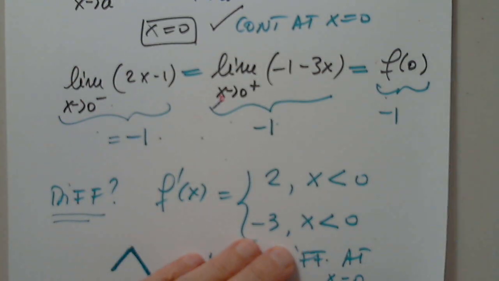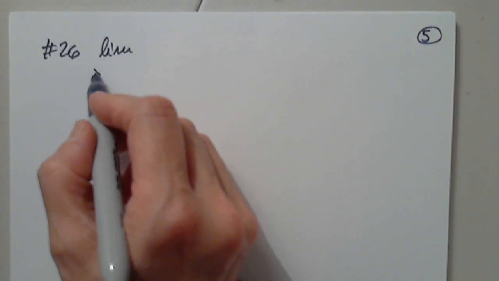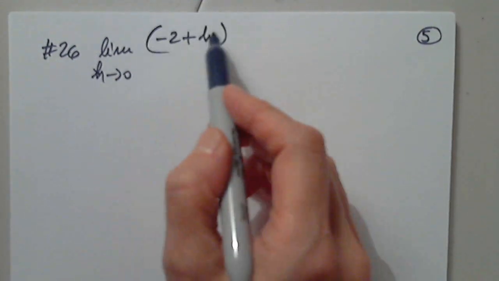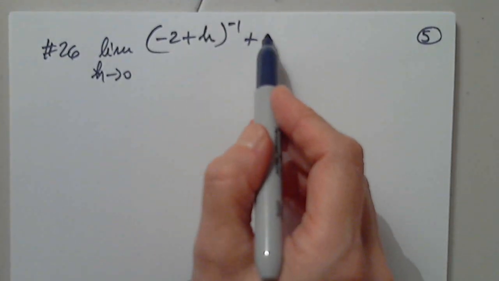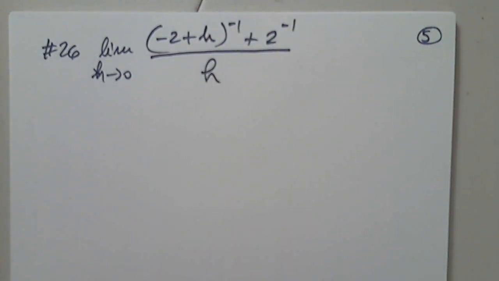Okay, let's work on 26. And that's my page 5. So I'm going to copy 26. This is the limit as h approaches 0 of (-2 plus h) raised to -1 plus 2 to -1, divided by h. Okay, so let's work on this limit.